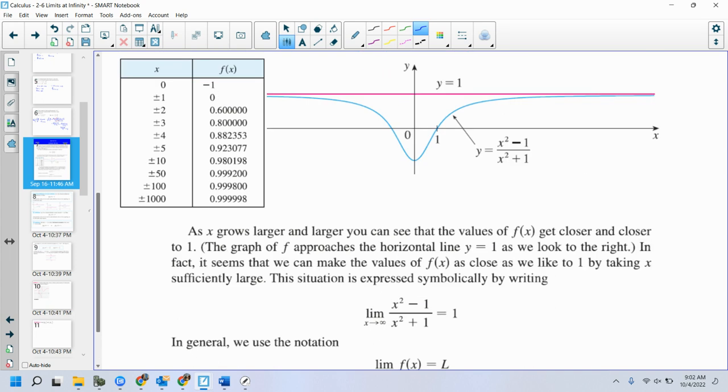Well, on the right side, it's leveling off to 1. So the limit as x goes to infinity of this function is 1. I could also say the limit as x goes to negative infinity is also 1, okay?